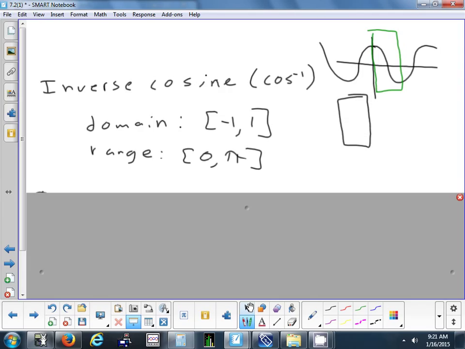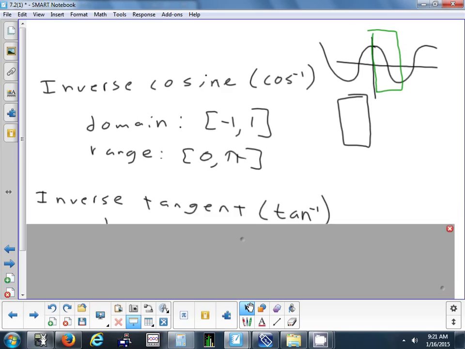There's no change in the domain, because if you think about the range of regular cosine, how high and low does regular cosine go? 1 and negative 1. That range becomes our domain. And the restriction on the domain becomes our range. If we didn't restrict the domain, we couldn't do this. It wouldn't work. Okay, and inverse tangent. So tangent was a little different.